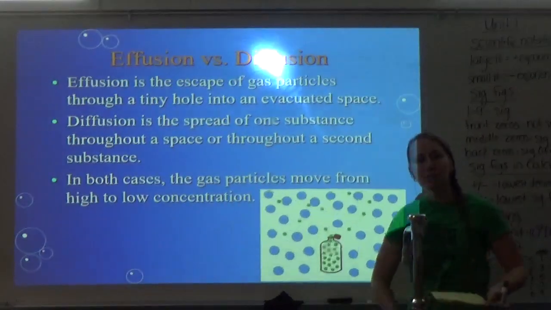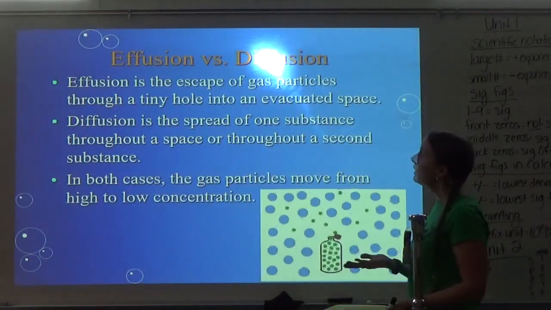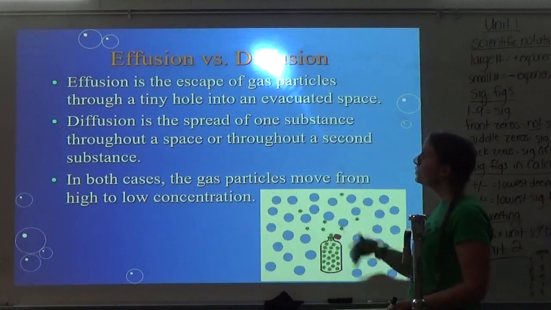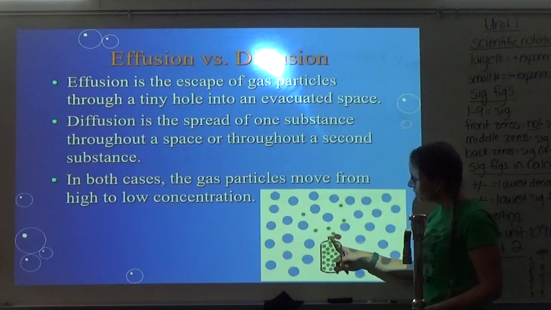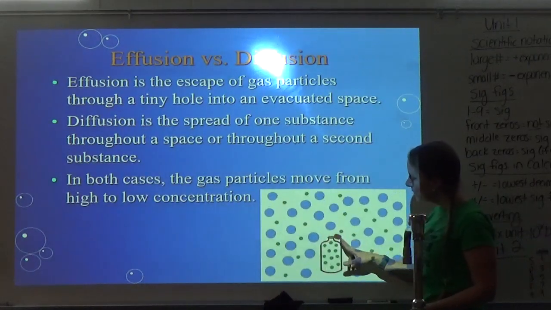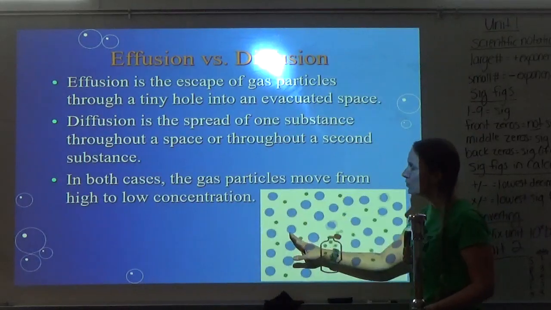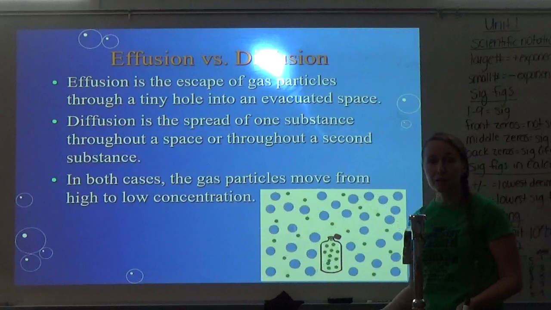Alright, so effusion and diffusion. We talked about these in honors, so let's go back into it. Effusion is the escape of gas particles through a tiny hole into an evacuated space. Diffusion is the spread of one substance throughout a space or throughout a second substance. So this would be an example of diffusion. They open this container and these green particles mix with the blue particles around it.